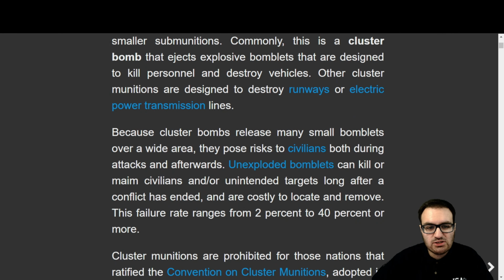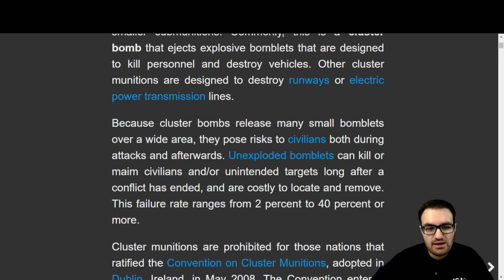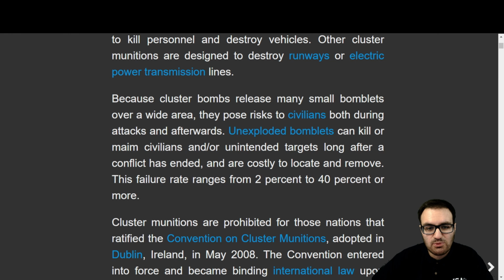Okay, so cluster munitions pose significant risk to civilians both during attacks and afterwards. And part of that is because of unexploded bomblets, which can kill or maim civilians and or unintended targets long after a conflict has ended and are costly to locate and remove. This failure rate ranges from 2% to 40% or more. Okay, so 40% or more, that means it could be at least half of them are unexploded and could explode at any second whenever people walk all over them. We're going to see in a second as well that this is a problem that places like Vietnam, Laos, Cambodia have to deal with even in modern times.